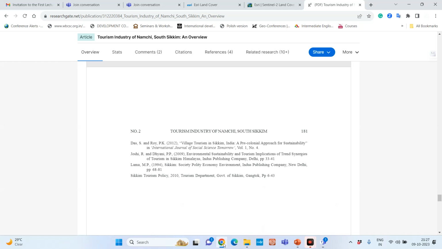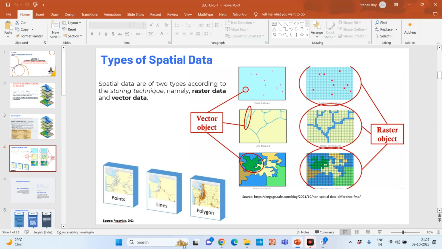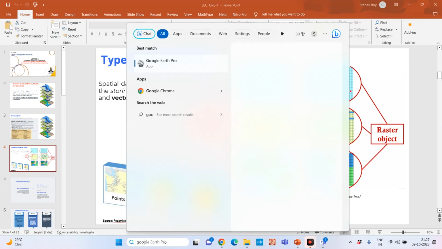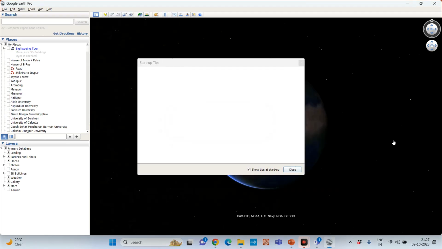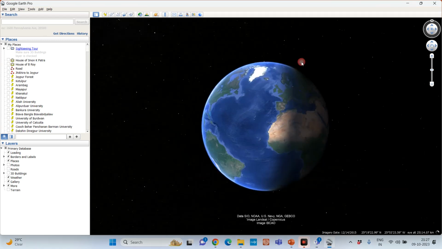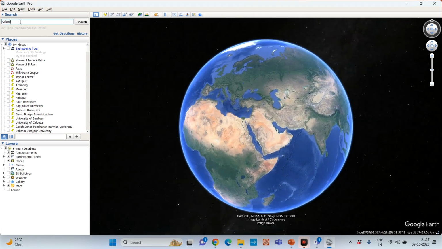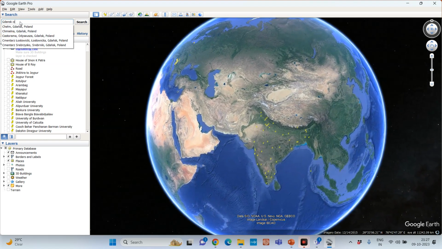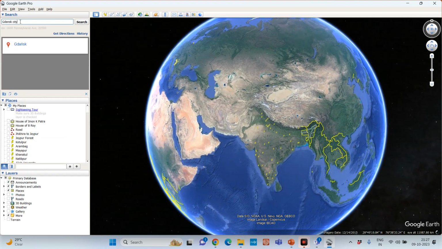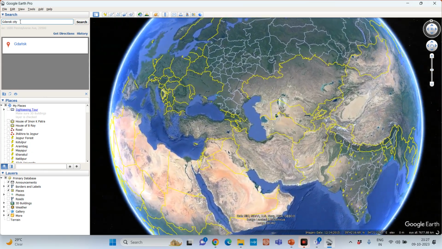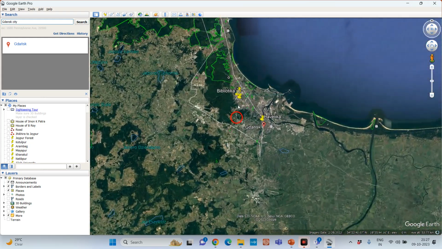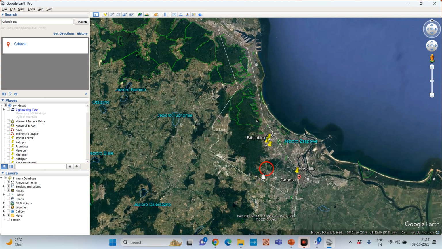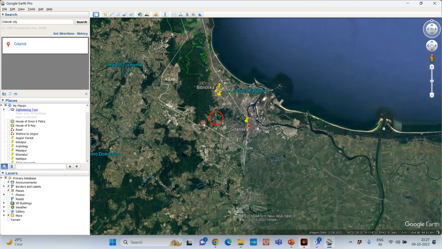Open your Google Earth. This is free software, everybody can download it. Then go to Gdańsk city, Poland, and it will take you over there. I will give you the map of the outline boundary of the city next week.